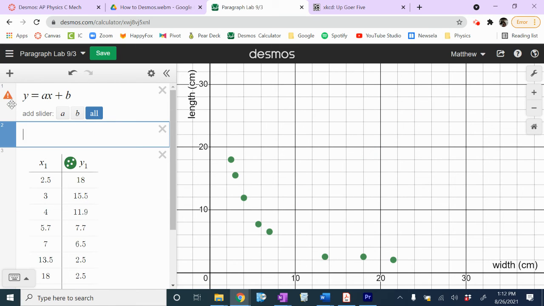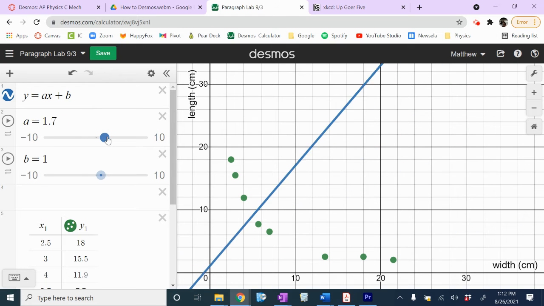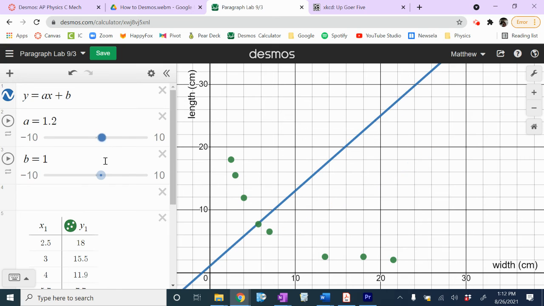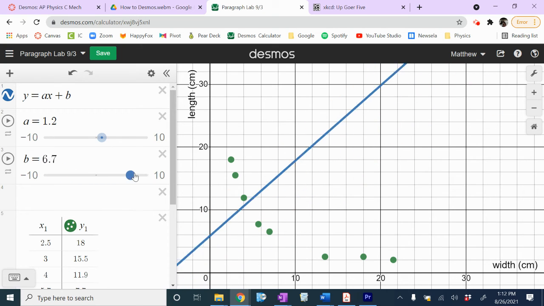All right, so if I type in Y equals AX plus B, it gives me an angry triangle, and it says too many variables. Try defining A or B. Would you like to add a slider? Yes, I would. And now it lets me change the value of A, and I can see that that affects the slope. And I can change the value of B, and I can see that affects the vertical intercept.